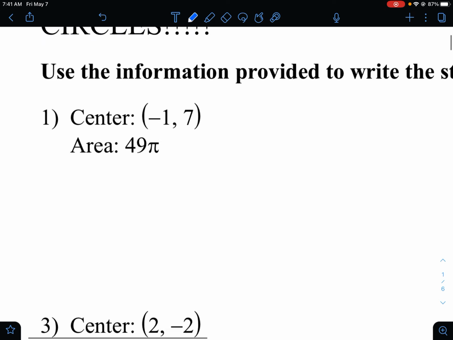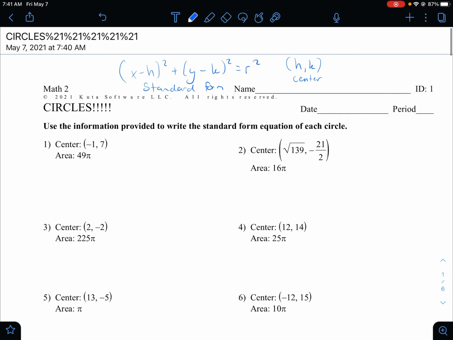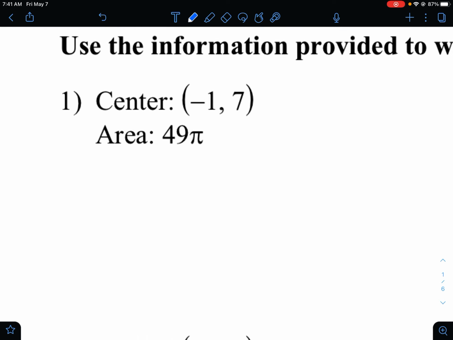So they gave us the center and they gave us the area of the circle. Well, we're trying to write the equation, and in order to write the equation, we need the center and the radius. We don't have the radius here, but we can use the formula for finding area. So if you recall, area of a circle equals pi times radius squared.